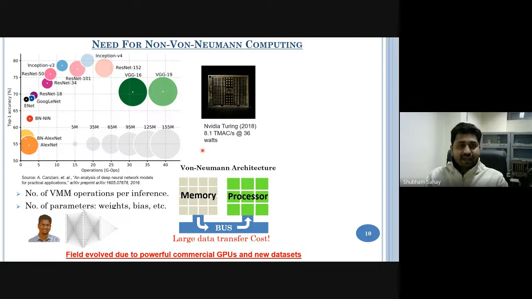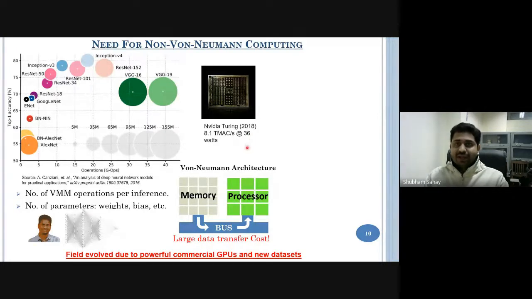The reason is that the inherent architecture here is a von Neumann architecture, where your memory and processor are two separate entities. So whenever you have to perform any application, you have to send data back and forth between memory and processor, and that data transfer not only adds to the latency, but also adds to your energy dissipation.